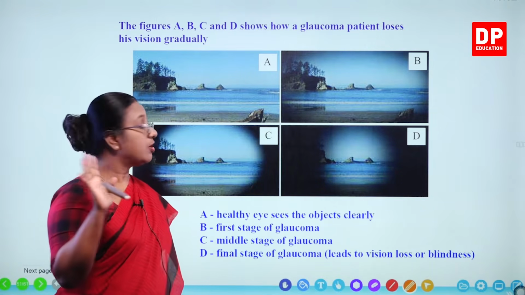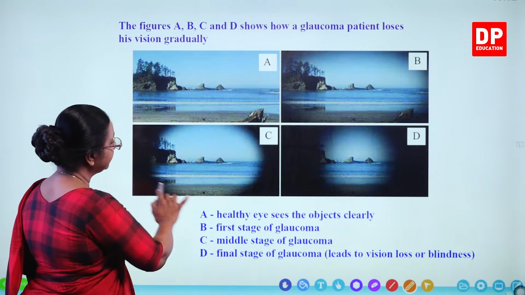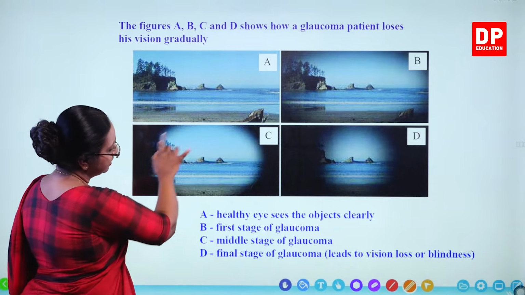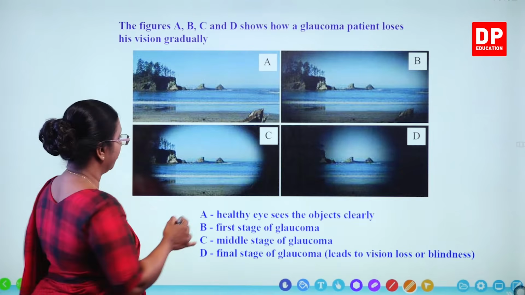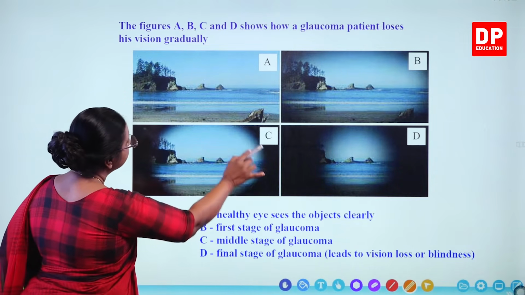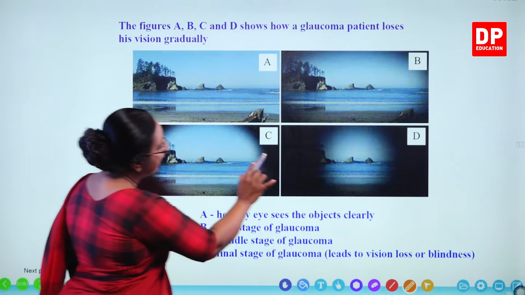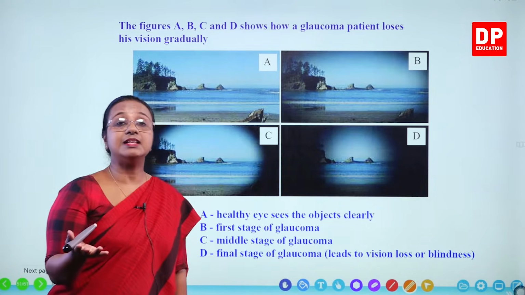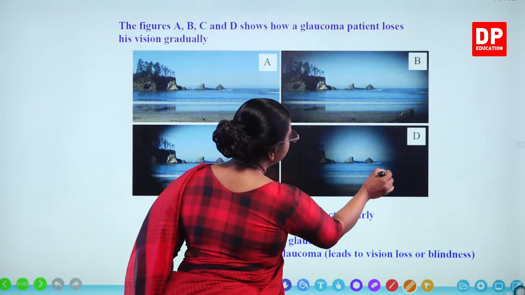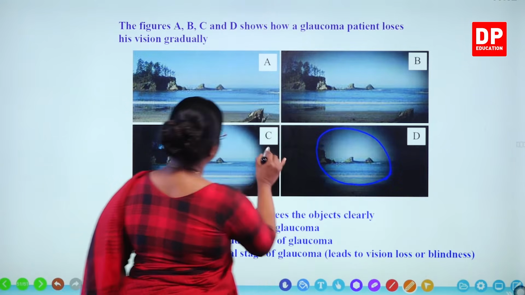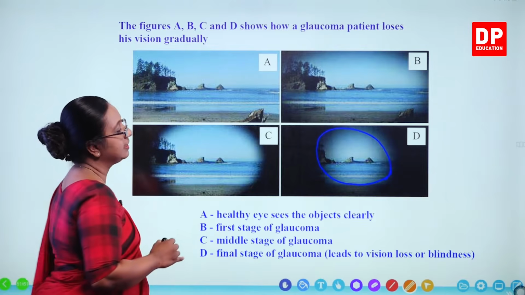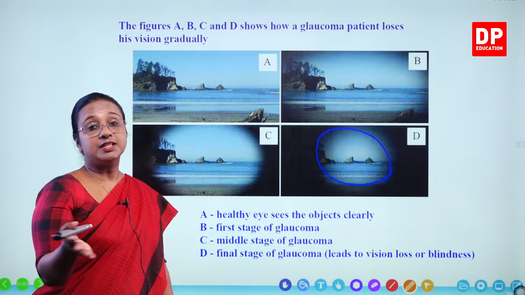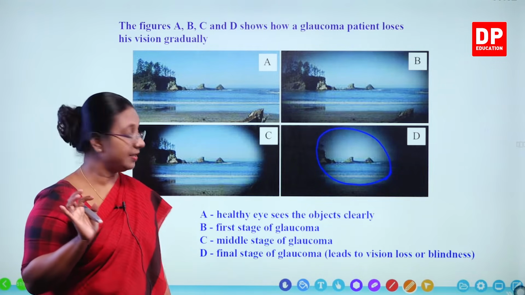Then with time, if not treated, it will become like this. The third stage, which is known as the middle stage of glaucoma, the region has decreased further. And finally, the last stage, you can see only a very small range, only this much. Now here it was a little bit larger. Then later, if it develops further, you can become completely blind.